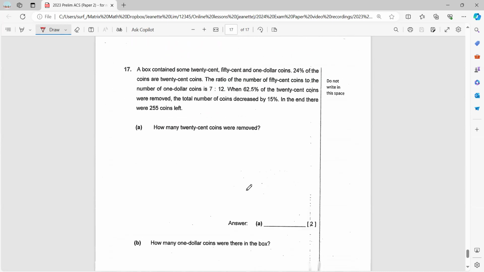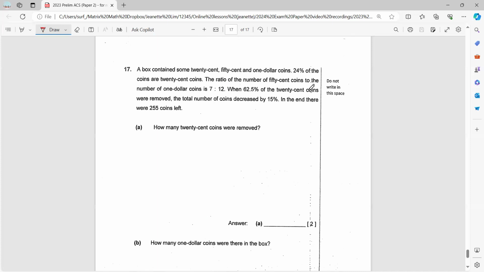Okay, last question here. A box contains some 20-cent, 50-cent, and $1 coins. 24% of the coins are 20-cent coins. The ratio of the number of 50-cent coins to the number of $1 coins is 7 to 12. When 62.5% of the 20-cent coins were removed, the total number of coins decreased by 15%. In the end, there were 255 coins left. So how many 20-cent coins were removed?